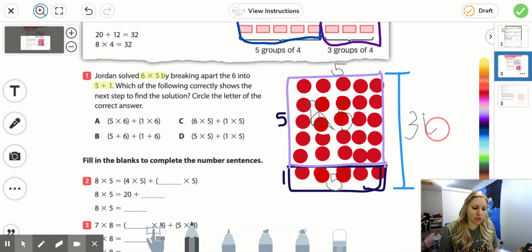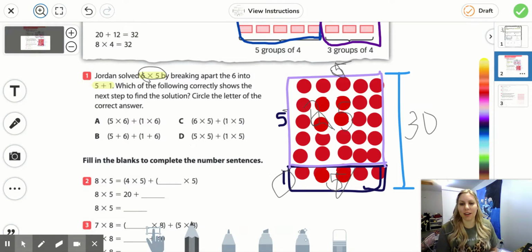I think we're on the right track now, you guys. I think we've got it. Sometimes it takes me a minute. So I've got 6 times 5 is our original equation. And they broke it up into 5 rows with 5 in each row. And then 1 row with 5 in that row. Which one of these choices shows that? Go ahead and type in the chat, A, B, C, or D. Which one shows 5 rows with 5 in each row and then 1 row with 5 in that row? Go ahead and type A, B, C, or D.